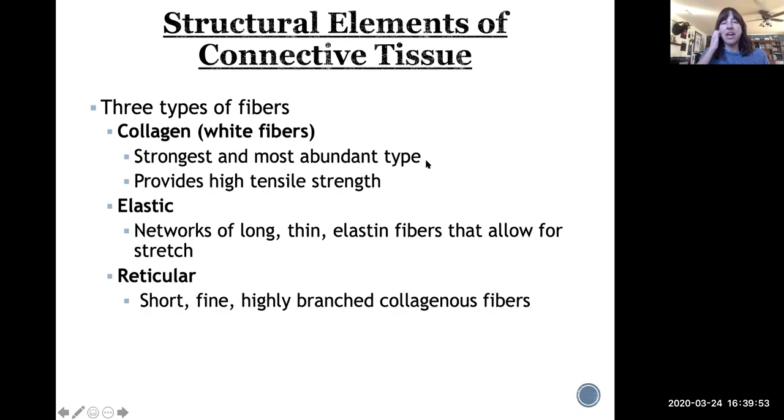They are very, very strong, and they are the most abundant type of fiber in connective tissues. So again, they're extremely strong, so tensile strength, as in they're really, really hard to break if you were to pull them lengthwise.